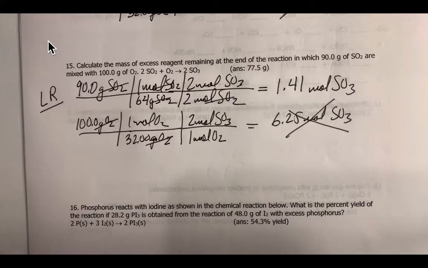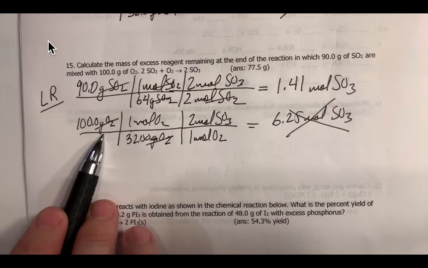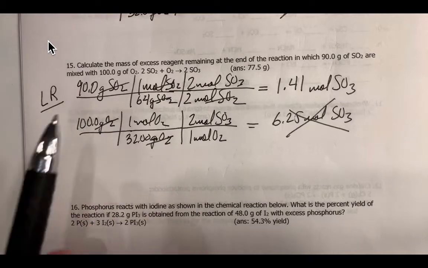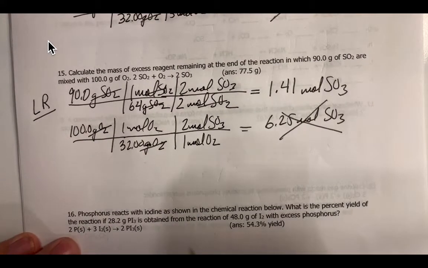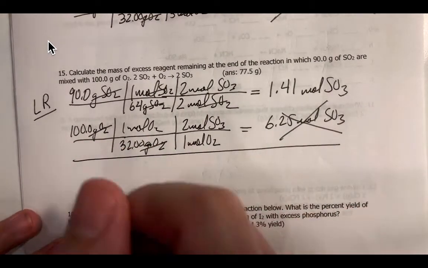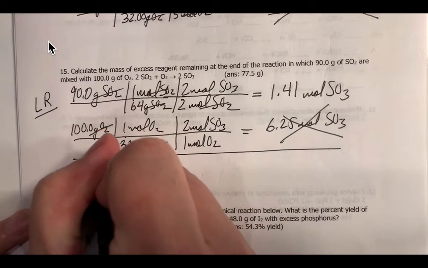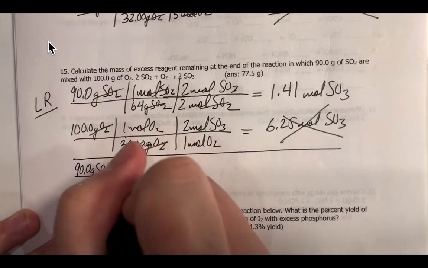all of the SO2. How much of this 100 grams of O2 is required to react with all of the SO2? So we'll do a calculation of that. So 90 grams of SO2.